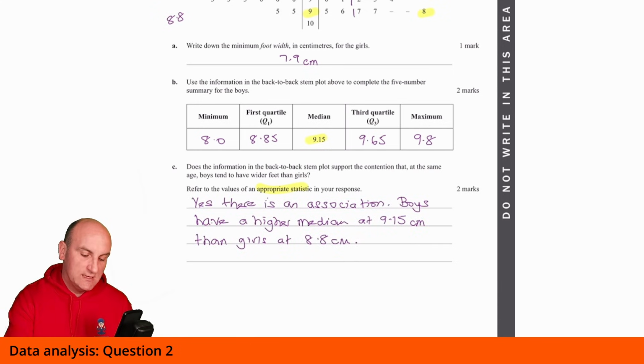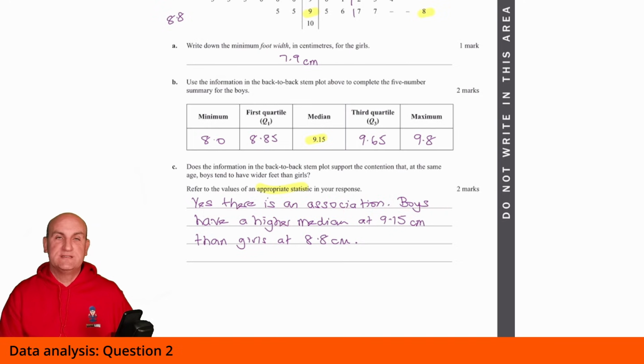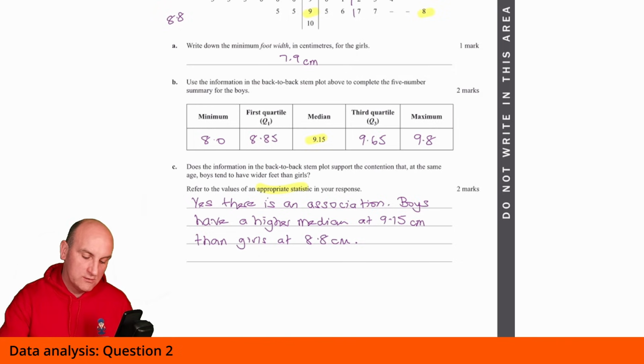Yes, there is an association. So the first thing I've done is answer the question and say boys have a higher median. You have to give some sort of quantitative word there that says higher, lower, greater than, less than, whatever. If you don't put that, my understanding is it is not correct.